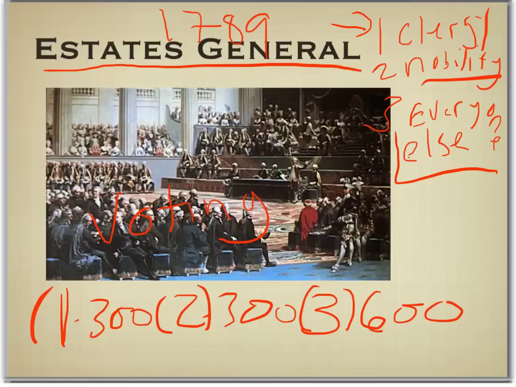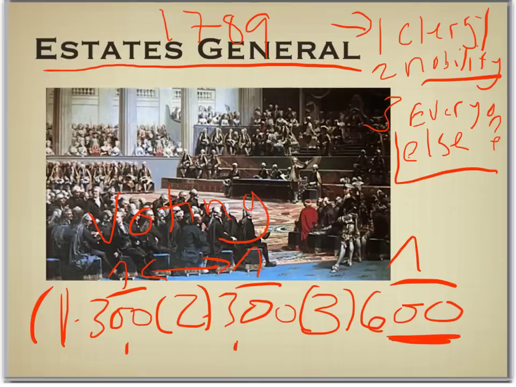But nonetheless, as these guys get together, the first and second estate would like to vote using the structure of one estate, one vote. The first estate gets one vote, the second estate gets one vote, and the third estate gets one vote. And in this situation, your first and second estate would form an obvious alliance and keep their tax-exempt status, forcing the third estate to pay all the taxes.